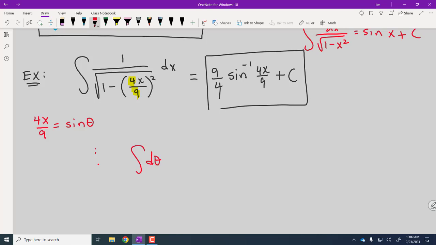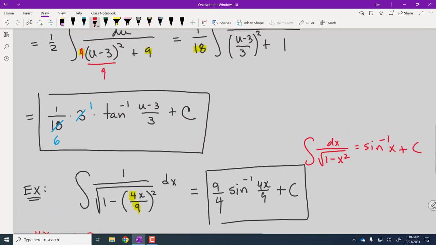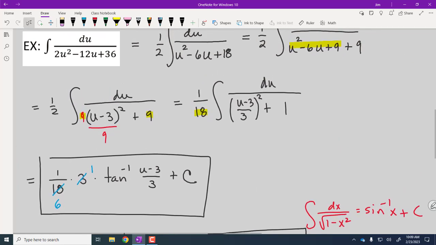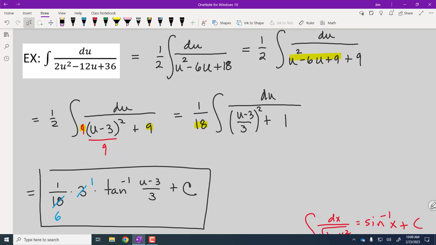Yeah? Go back up to the tangent. This far? Further? Yeah. Okay, so on your note cards, make sure you have those inverse sine and inverse tangent ones, because those are going to show up a lot.